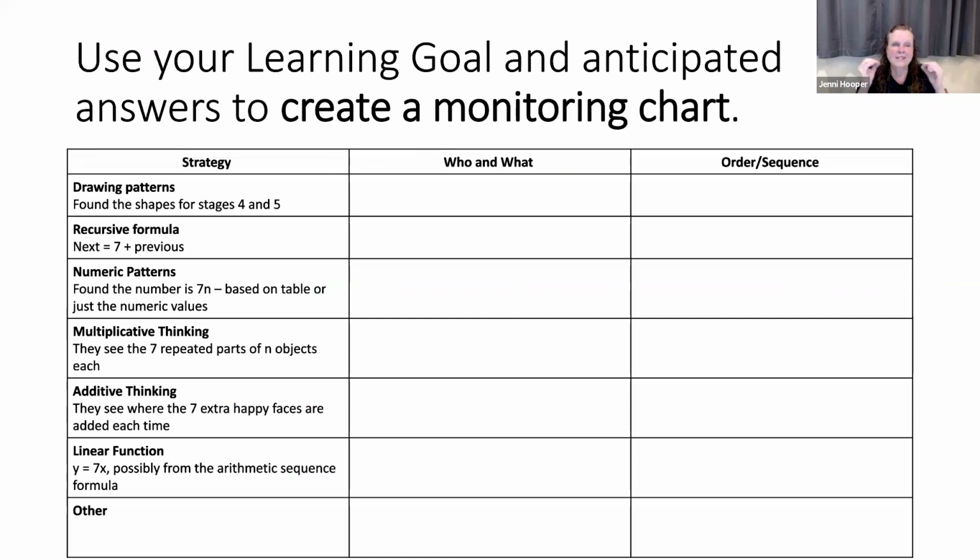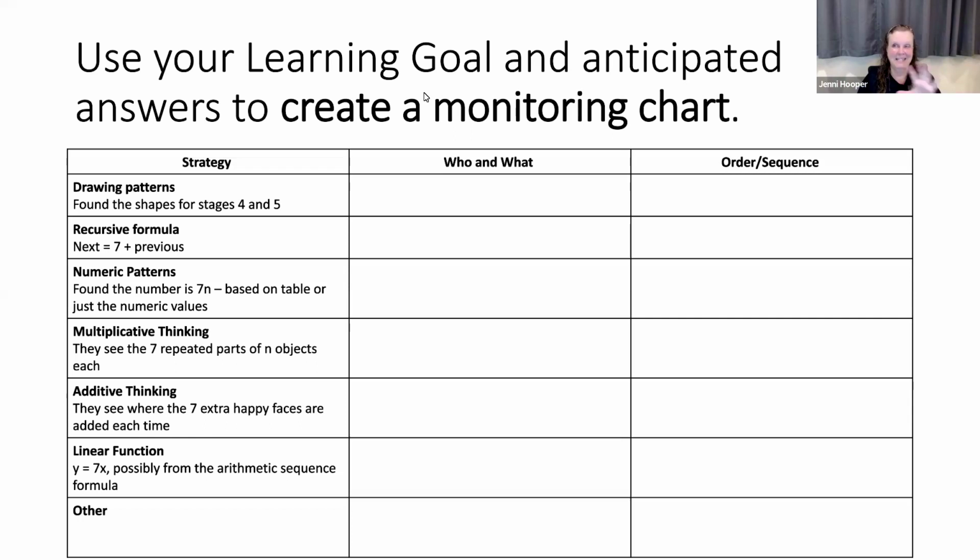Once I think about all the ways they could solve it, I make this monitoring chart. These are the strategies I hope they come up with. And in the middle, I will write down who came up with those strategies and how. All of this anticipating is so that during class time, I can be focused on the students and what they are doing and how they are getting to the answers.